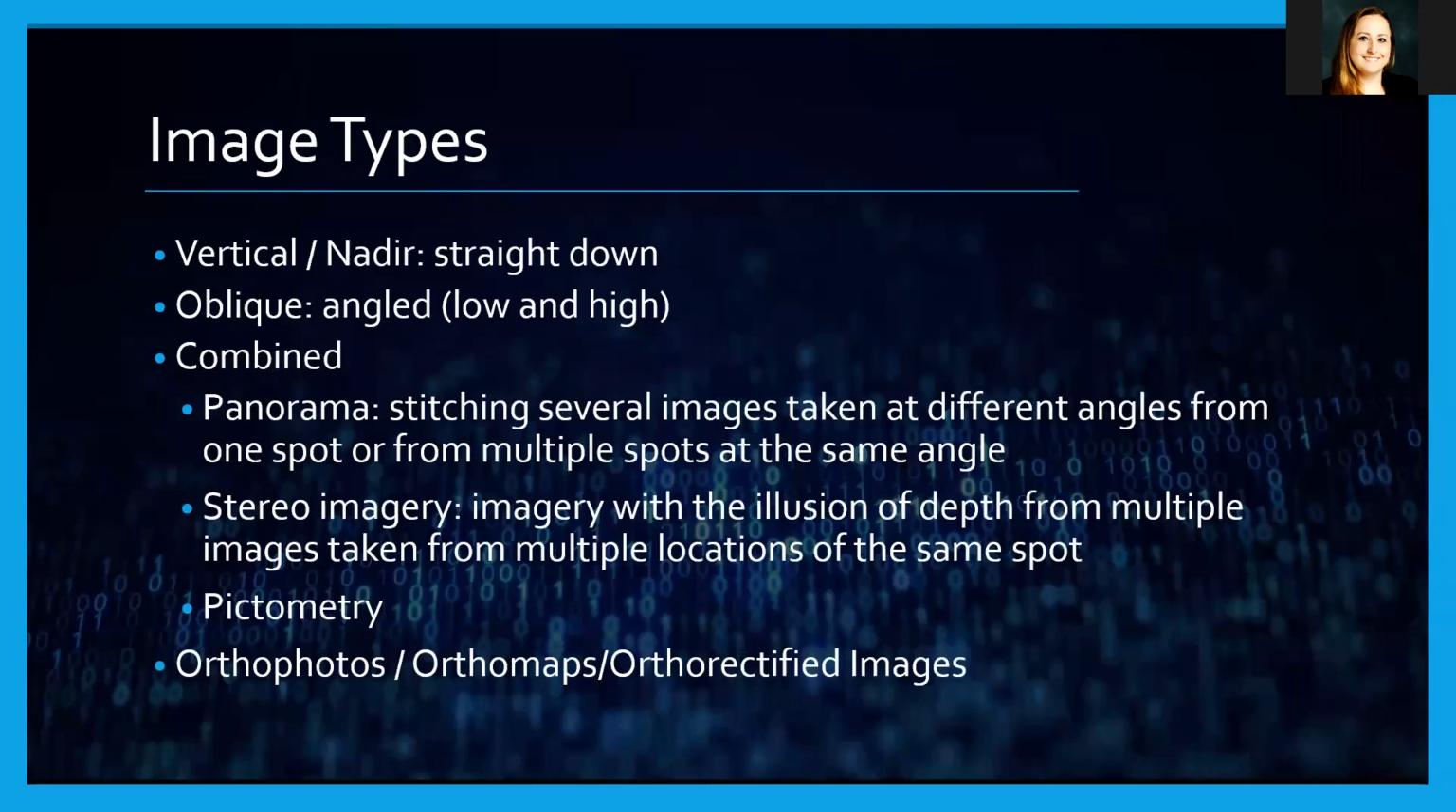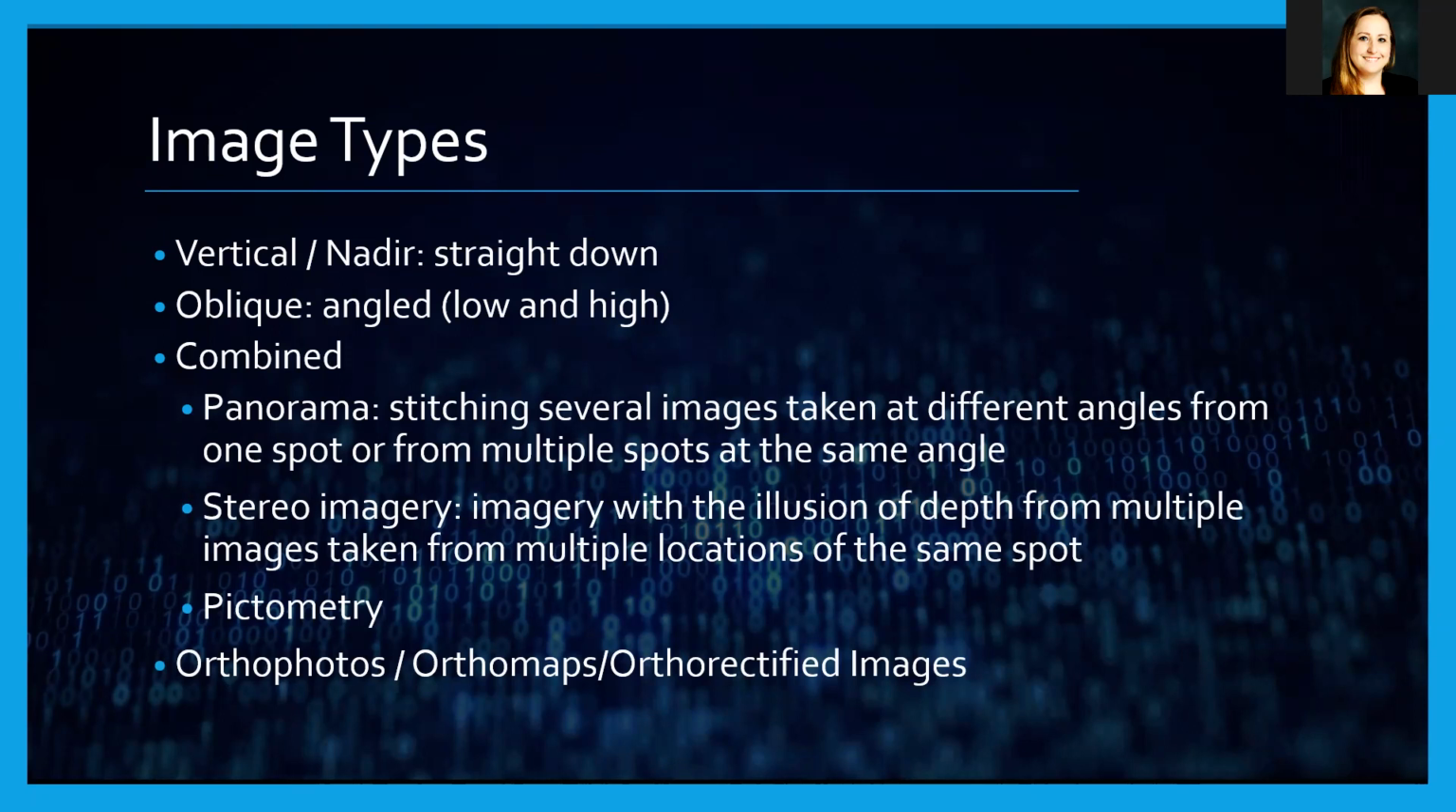There are a few different remotely sensed image types based on the angle of the image and how it was processed. Vertical photographs are taken from straight down. This is also known as nadir. They are primarily used for image interpretation and photogrammetry. Photogrammetry is the process of calculating distances between objects based on remotely sensed images.